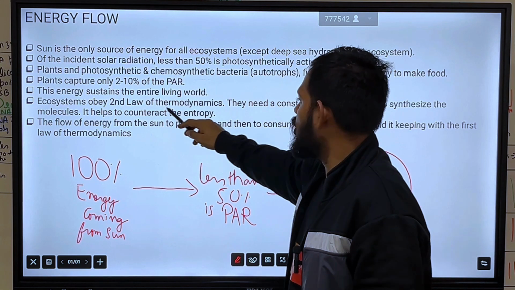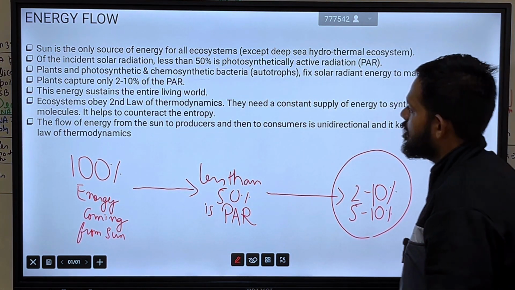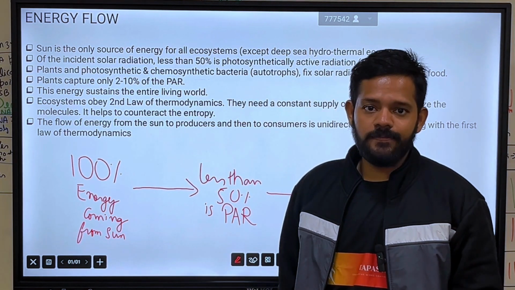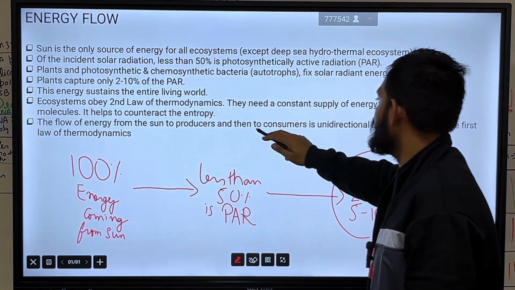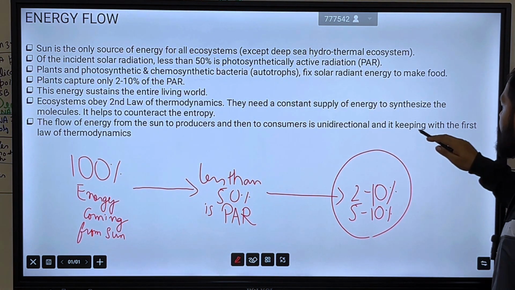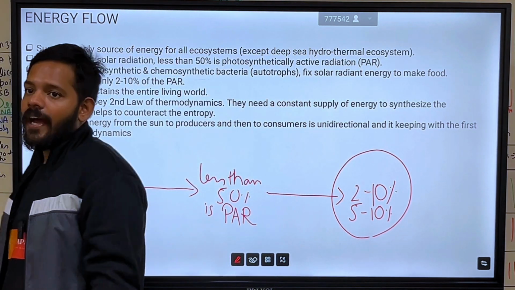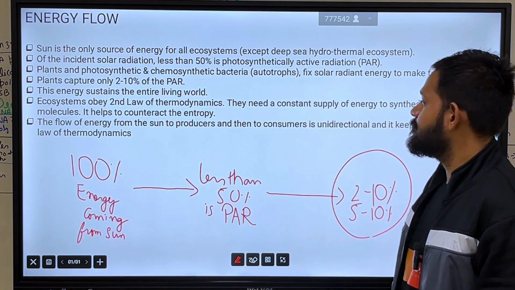Ecosystems obey the second law of thermodynamics. They need a constant supply of energy to sustain themselves, which helps counter entropy. Next, the flow of energy from the sun to the producer and then the consumer is unidirectional, and it is in keeping with the first law of thermodynamics, which says that energy is transferred from one form to another form.